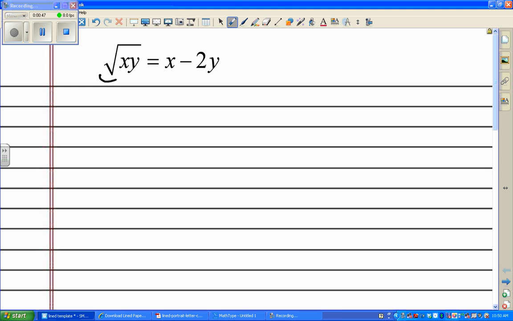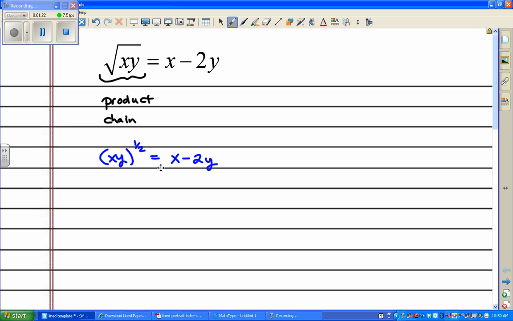Notice here that we've got the product rule, and we're also going to have the chain rule because of the radical xy. Okay, so those are the two rules we're going to use over here. And on the right hand side, we'll use the sum and difference rules, but there's no chain rule or product rule there. I'm going to rewrite the left hand side as xy raised to the 1/2 power equal to the right hand side of x minus 2y.